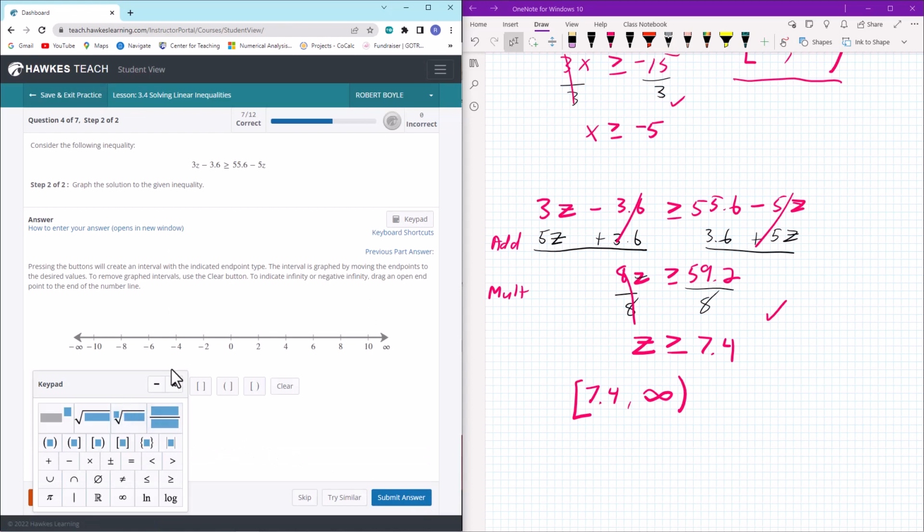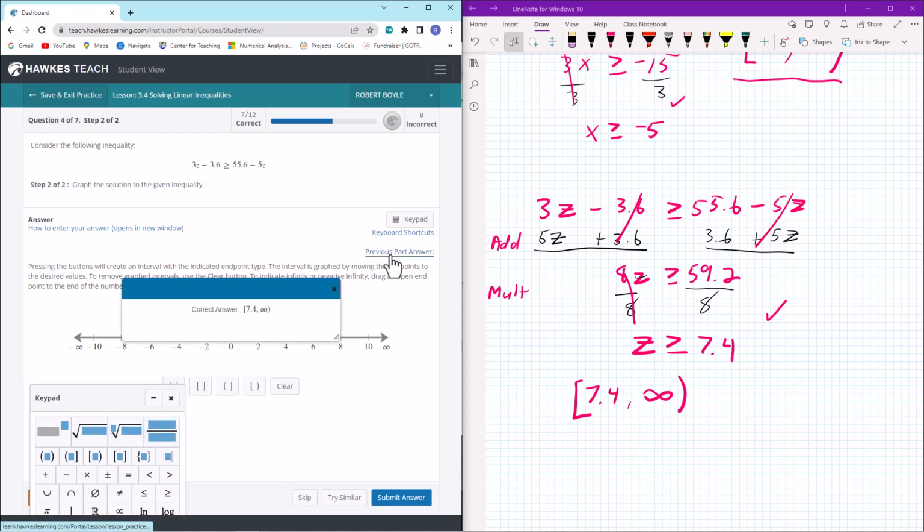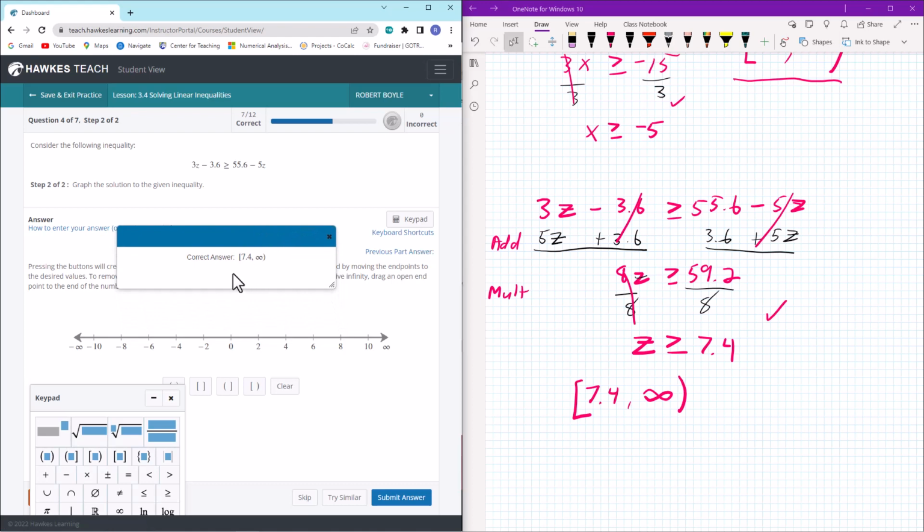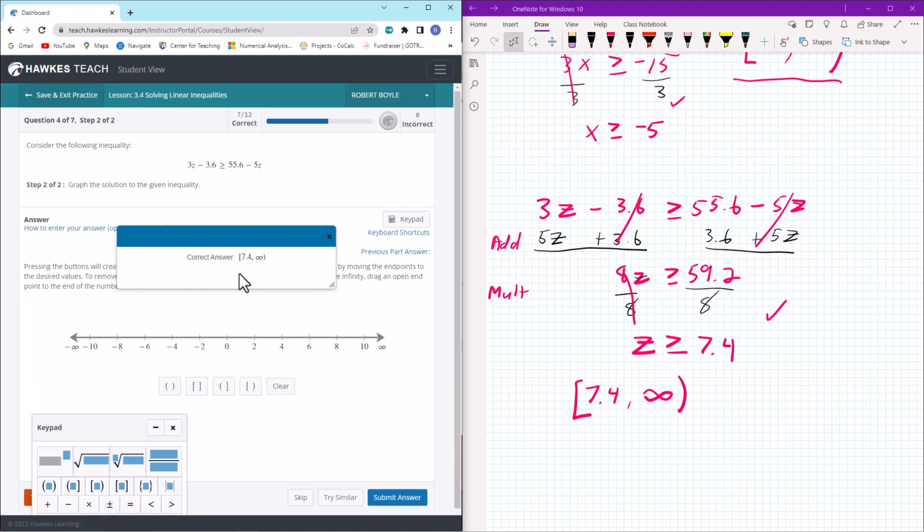Okay, and then now we need to graph that. Well, let's take a look at our previous answer. There it is. So we want to use the bracket parenthesis combination that's just like this. Bracket on the left-hand side, parenthesis on the right-hand side. That's that one right there.